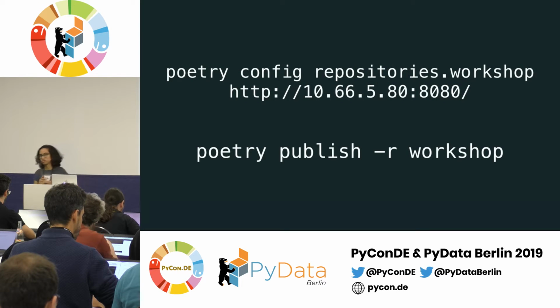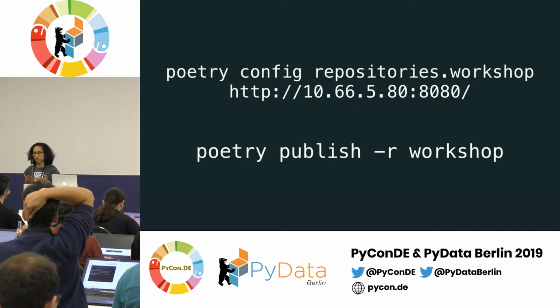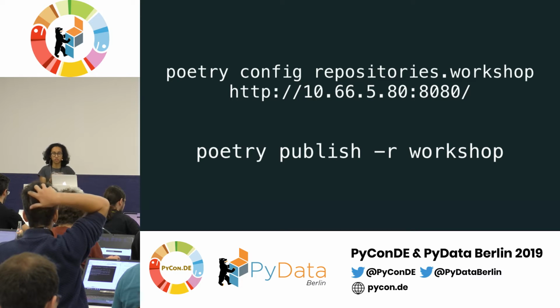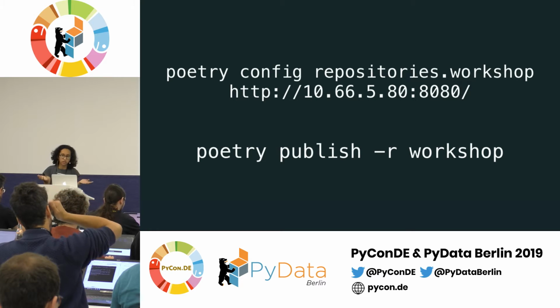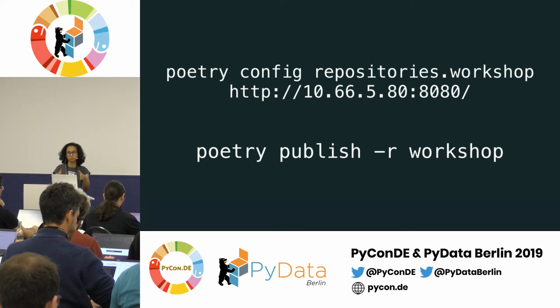But if you want to try it with another private repository, you can set one up on your own machine using pypiserver or devpi, and then you can try publishing to that repository. So you can have the pypiserver running on your machine, and you can also publish to it on the same machine, if you want to emulate what we've done in this workshop.